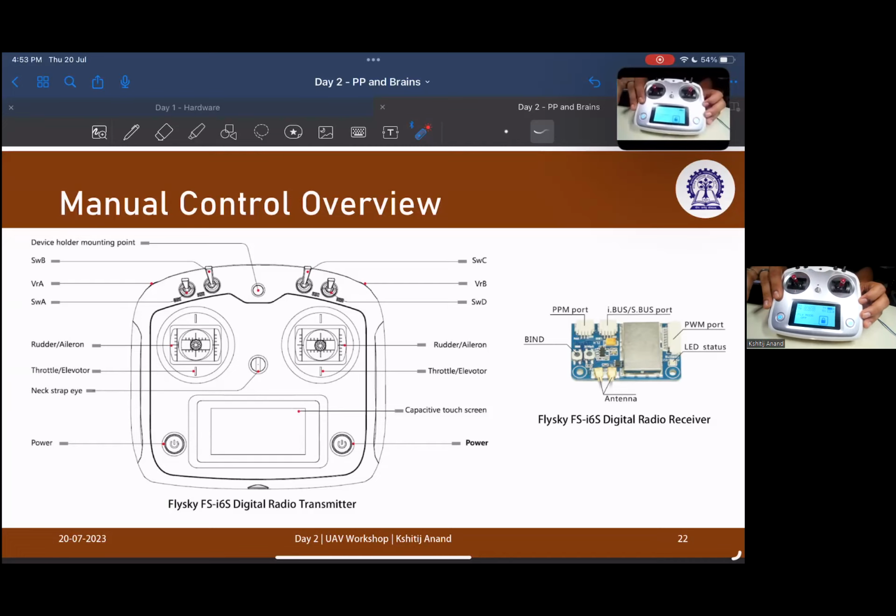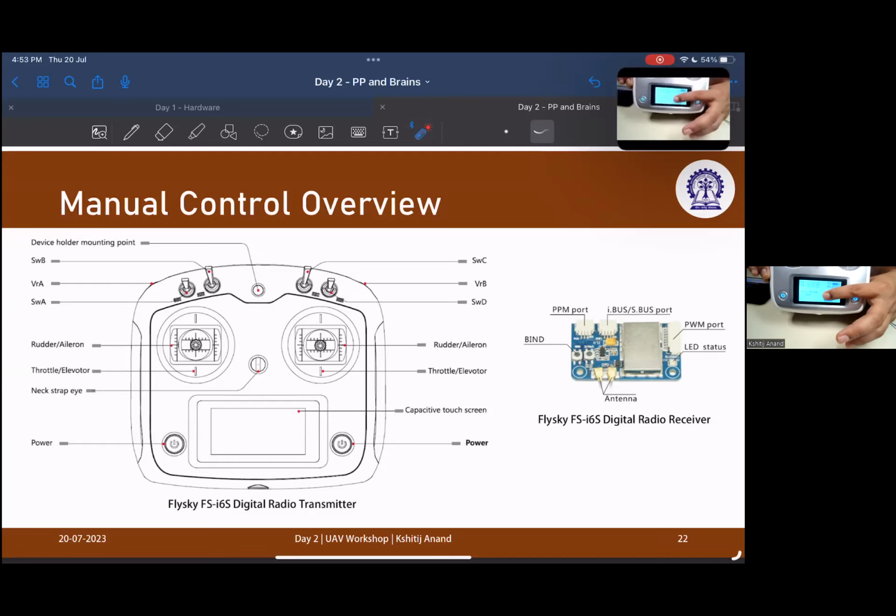So it looks like a robot having two eyes and a big fat mouth. So you see, this is the screen, and to unlock it and start flying, you have to keep pressed. I need to press this for some time, and it unlocks the whole controller. So now let's focus on the screen.